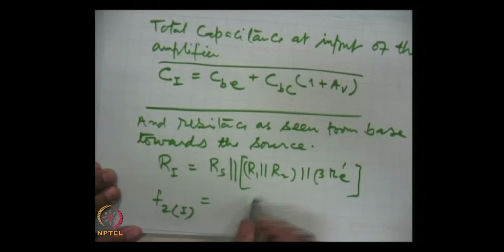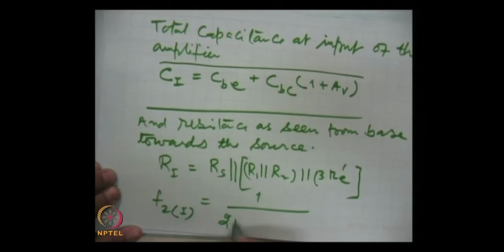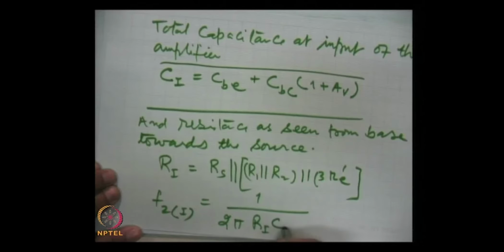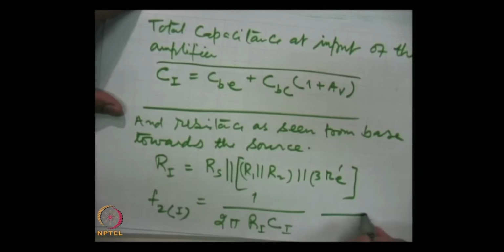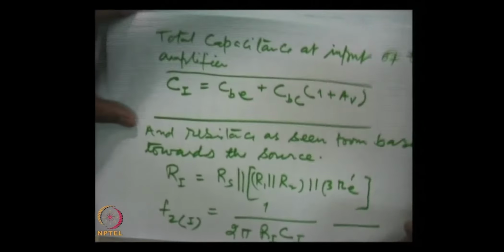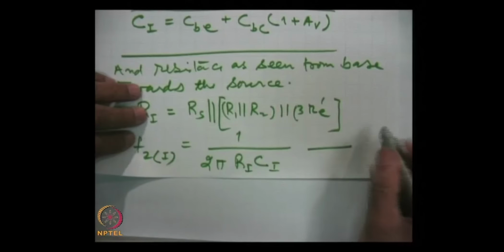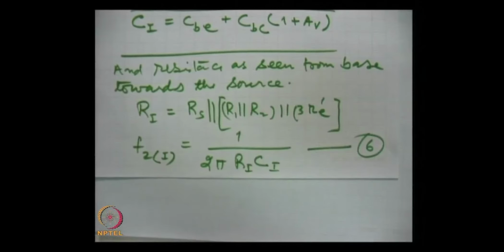This comes out to be 1 by 2 pi R_i C_i. This will give the cutoff frequency. Here we have one value, let us call it equation 6. And then, so far we have been neglecting one resistance, that is the base spread resistance.